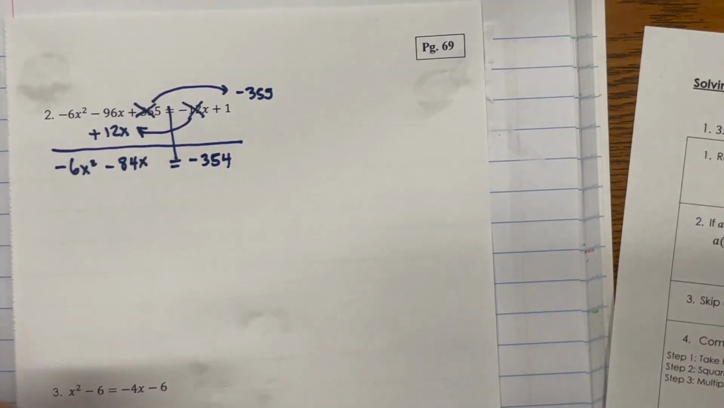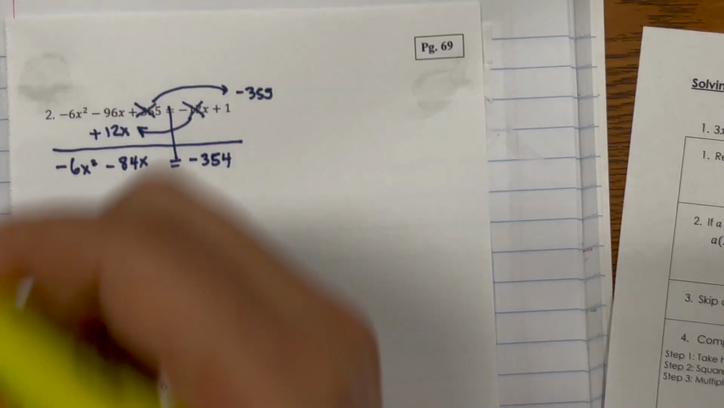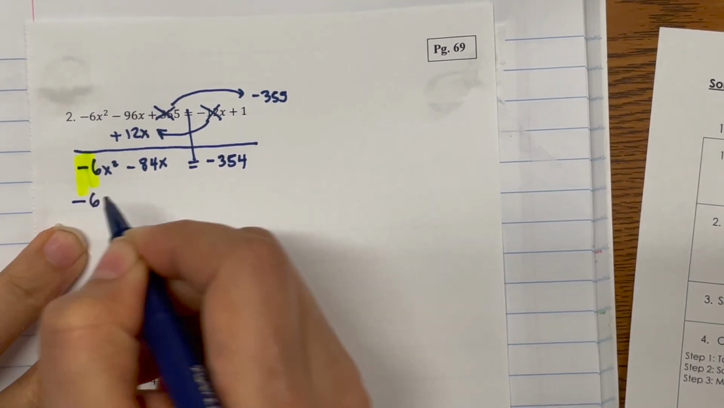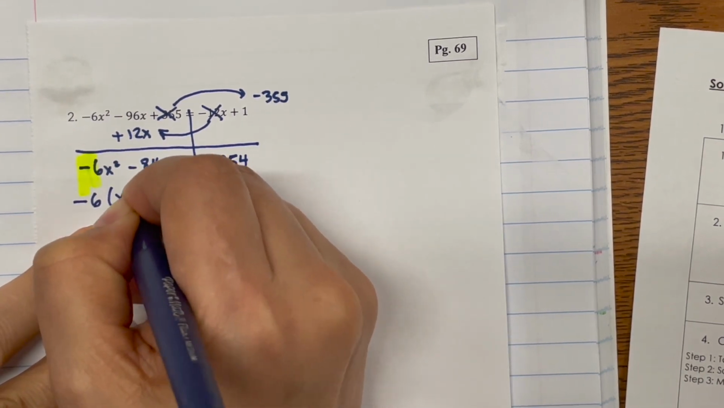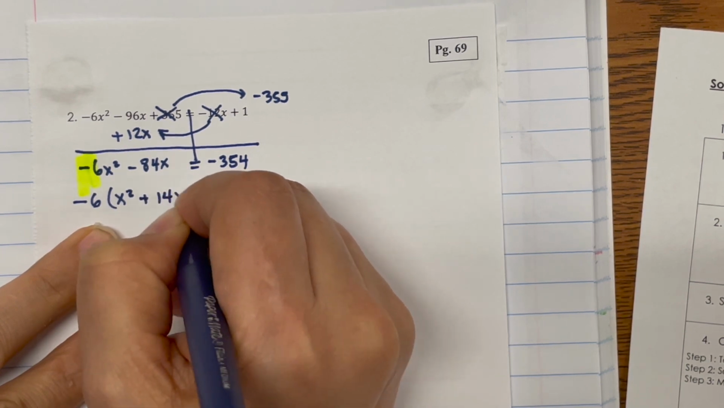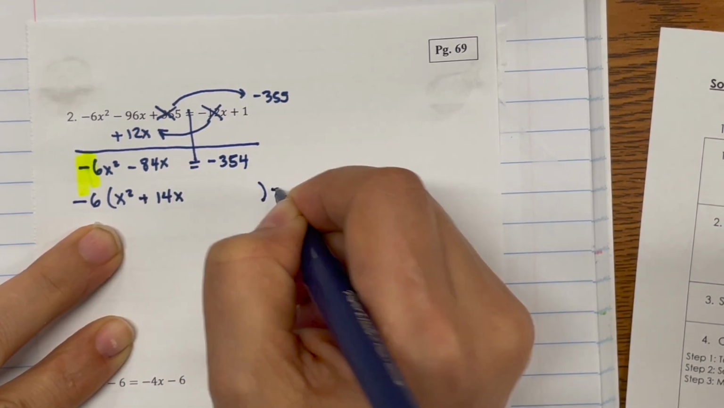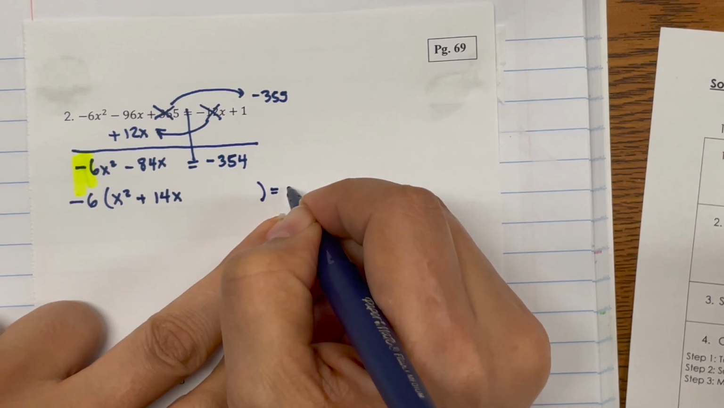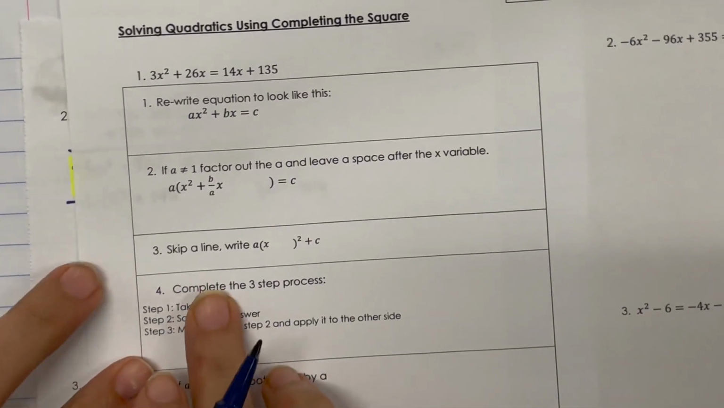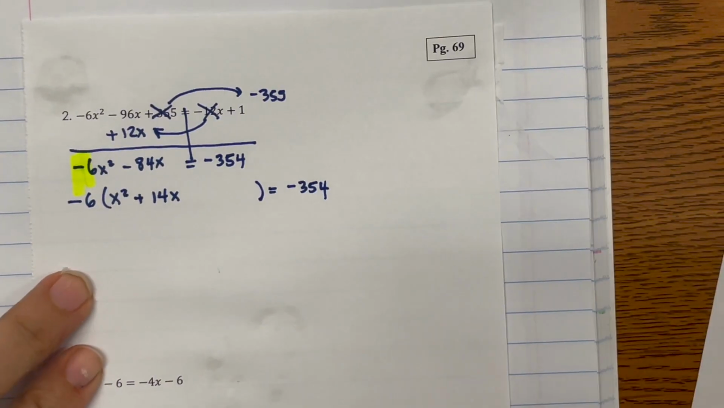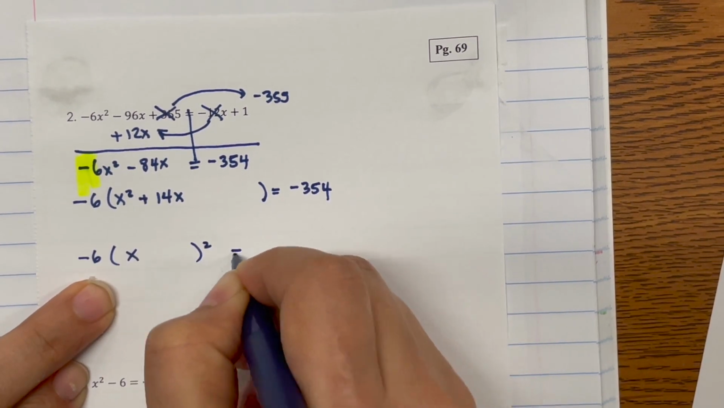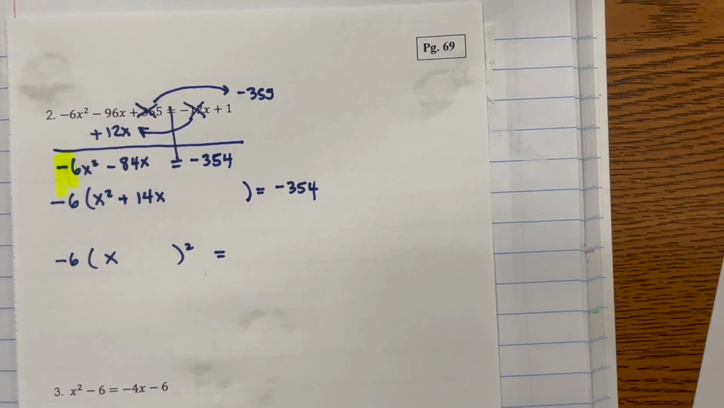All right, now I've got to factor it out. Remember, if a is not equal to 1, you have to factor it out; if it's equal to 1, then you don't have to worry about it. So take negative 6 out. When I take negative 6 out, what do I have left? I have the x squared. Then you do negative 84 divided by negative 6, which gives me positive 14x. Leave a space, equals negative 354, whatever your C is. Skip a line, and then you're just going to write it down with a space. Write a on the outside, negative 6, parentheses, x, leave a space, squared, equals. And now we're going to do the 3-step process.